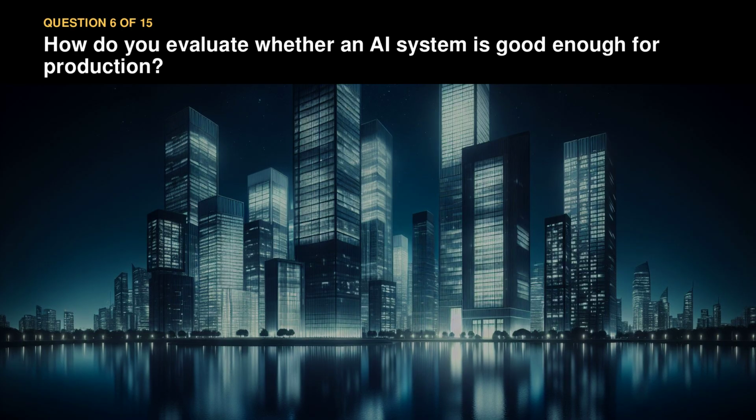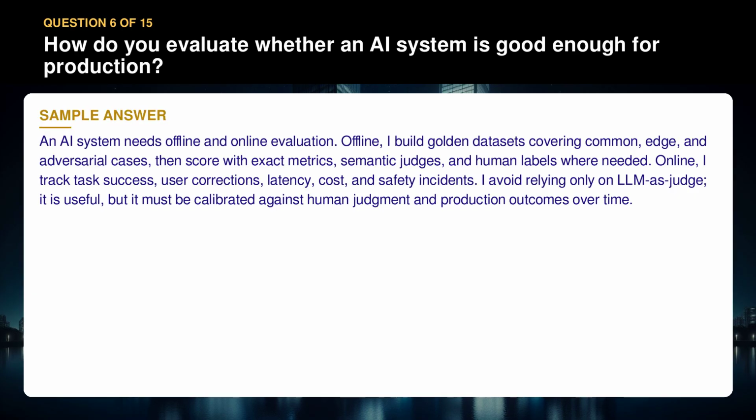Question 6. How do you evaluate whether an AI system is good enough for production? An AI system needs offline and online evaluation. Offline, I build golden datasets covering common, edge, and adversarial cases, then score with exact metrics, semantic judges, and human labels where needed. Online, I track task success, user corrections, latency, cost, and safety incidents.